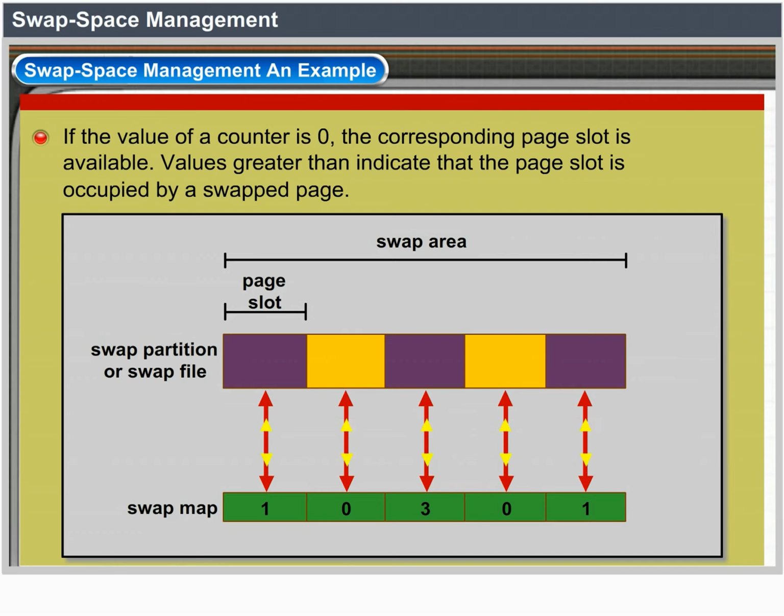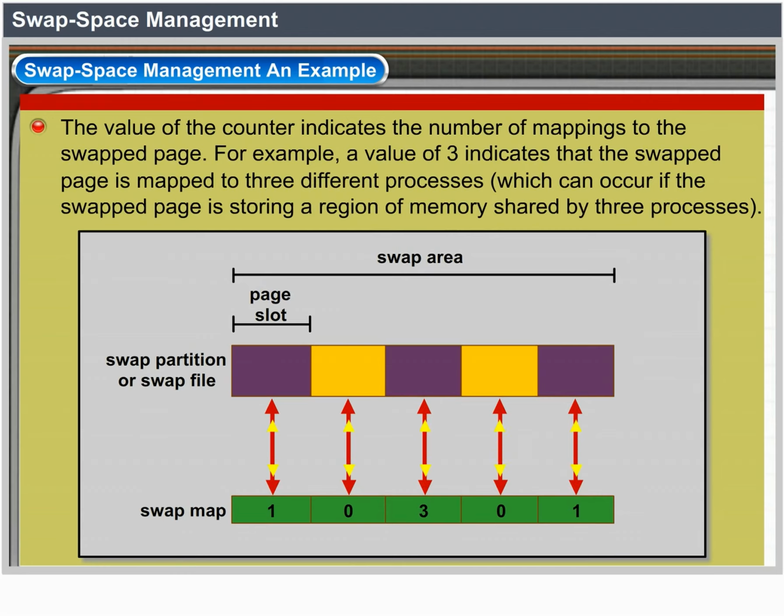For example, a value of 3 indicates that the swapped page is mapped to 3 different processes, which can occur if the swapped page is storing a region of memory shared by 3 processes. The data structures for swapping on Linux systems are shown in the figure.